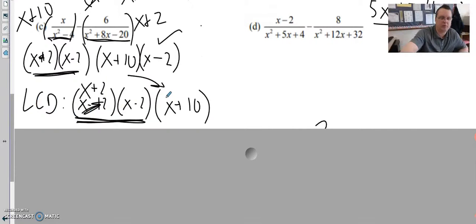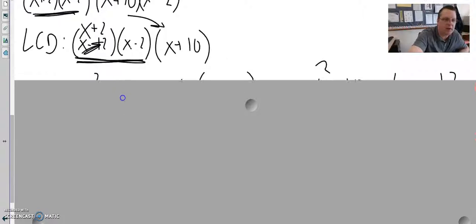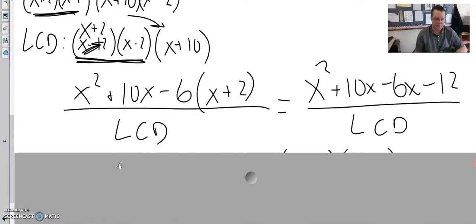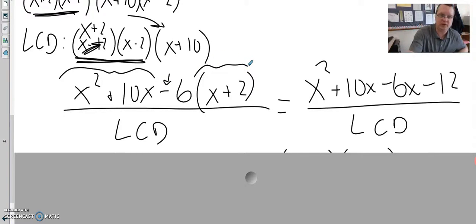Okay, I did it out for you. So we had to multiply the first numerator by x. That's where I got this part here, the x squared plus 10x. Now I brought down the negative, the subtraction 6, and then here is your x plus 2. I don't skip this step because you're going to lose that negative right there. So be careful of it.